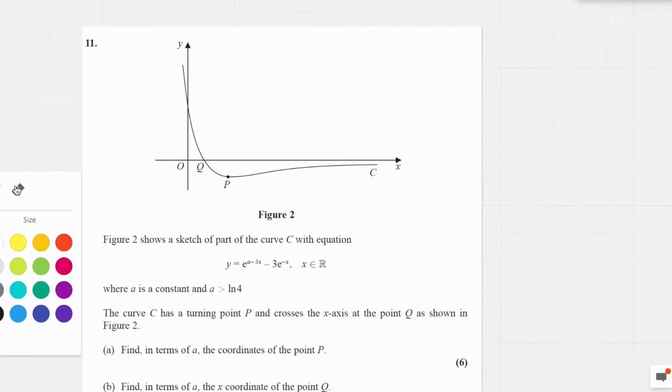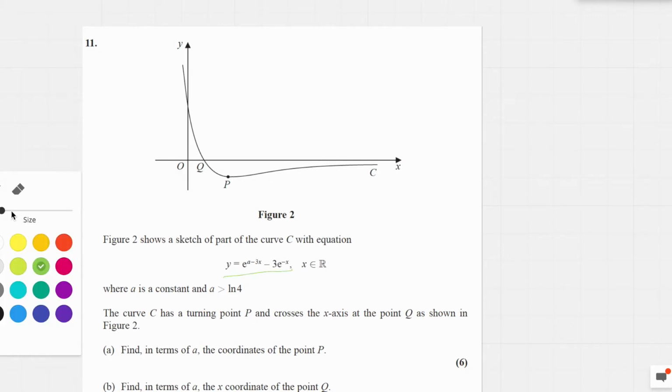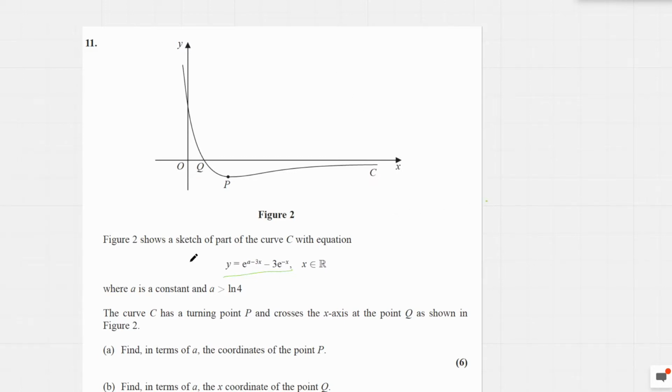In question 11, they have given us a graph which has the equation y equals e^(a − 3x) − 3e^(−x). So this is the equation of this graph. Now, the curve C has a turning point P and crosses the x-axis at the point Q as shown on figure 2. So P is a turning point and Q is where the graph crosses the x-axis, and this is the point where it crosses the y-axis.